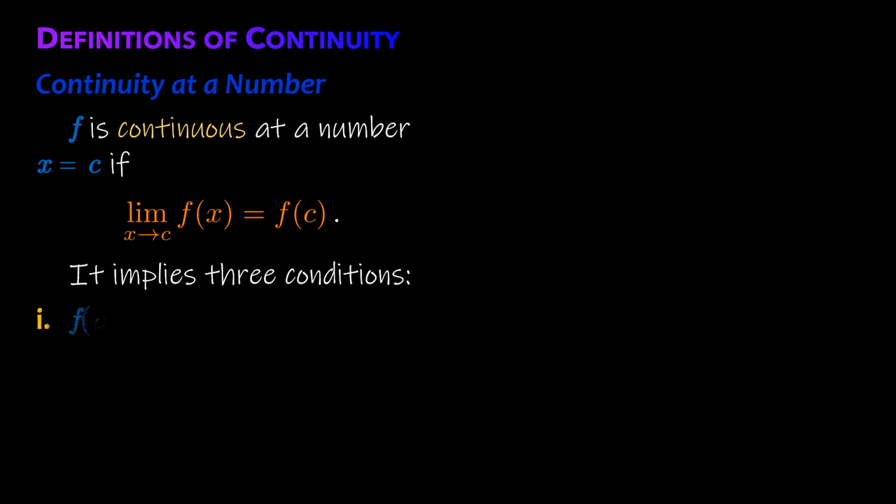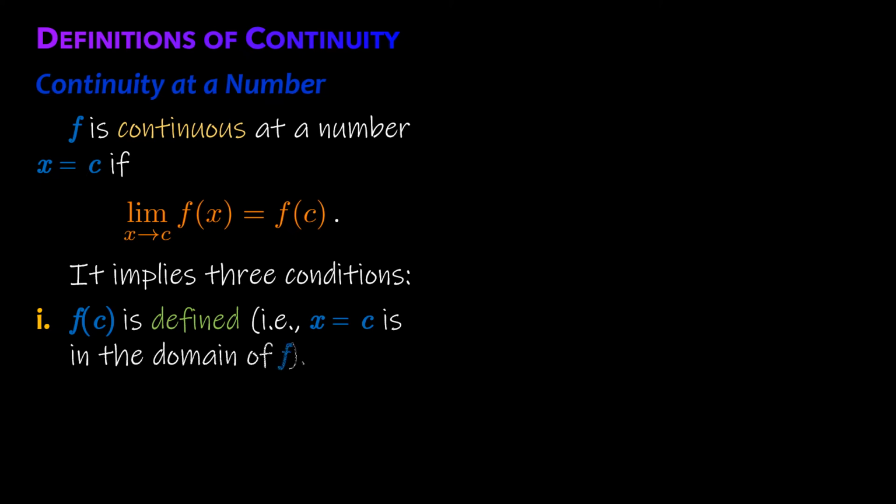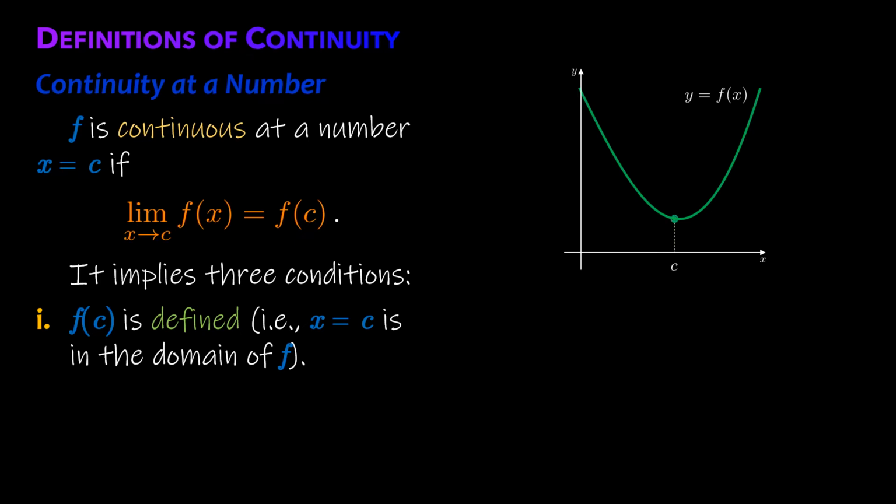First, f of c is defined, in other words, x equals c is in the domain of f. The figure on the right illustrates this condition of continuity at a number. Suppose the graph of a function y equals f of x passes through x equals c. F of c is defined because the graph of f touches or intersects x equals c. For emphasis, it may be represented as a solid point at x equals c.